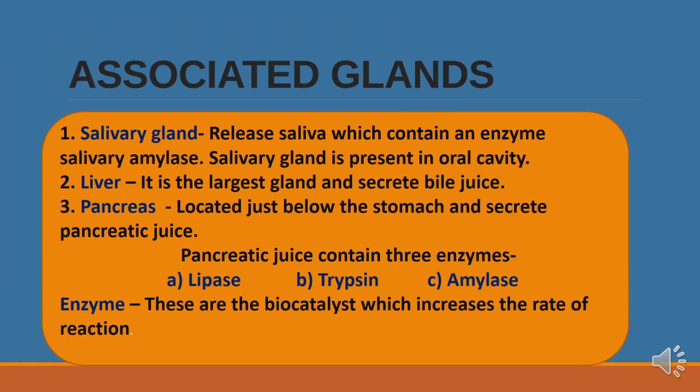So now associated glands. Before this I want to clear one thing, that the process of digestion we will discuss in the next video. In this video we are mainly focusing on the parts of digestive system and the associated glands. So the first gland which is important for digestion is salivary gland. It releases saliva which contains an enzyme, salivary amylase, and this enzyme helps in the breakdown of carbohydrates.